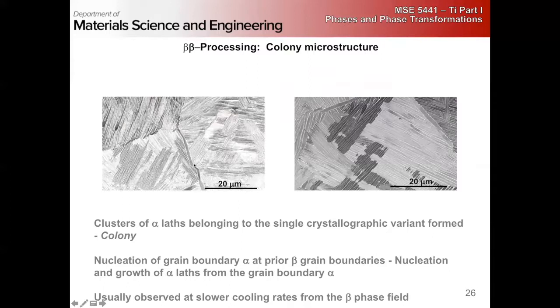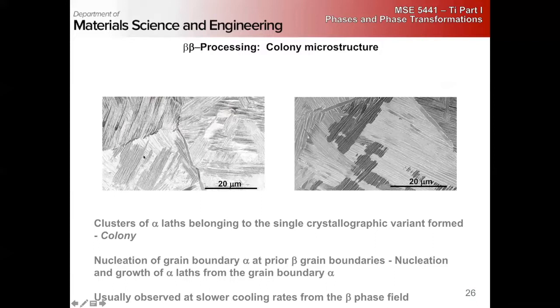Depending on the cooling rate, we can change our structure quite a bit. So here we see what is typically called a colony microstructure. These regions are one variant of alpha, right? There are multiple variants that can form, just like there were multiple martensite variants and multiple bainite variants that can form. Here we have multiple alpha variants that have a fixed orientation relationship with the beta.